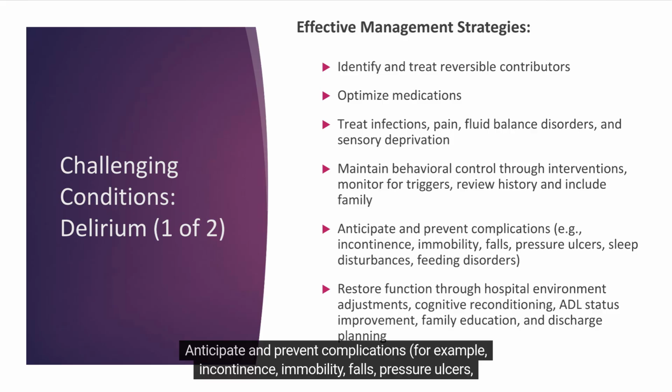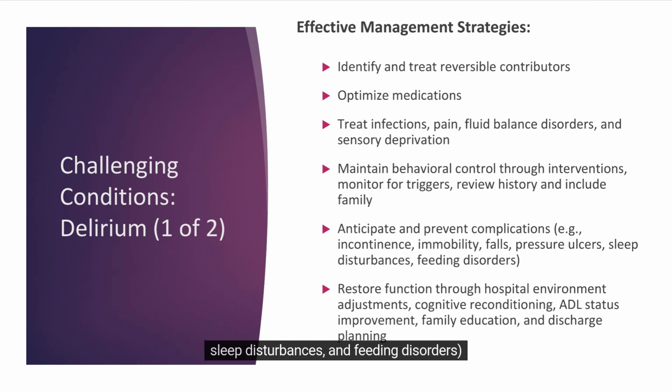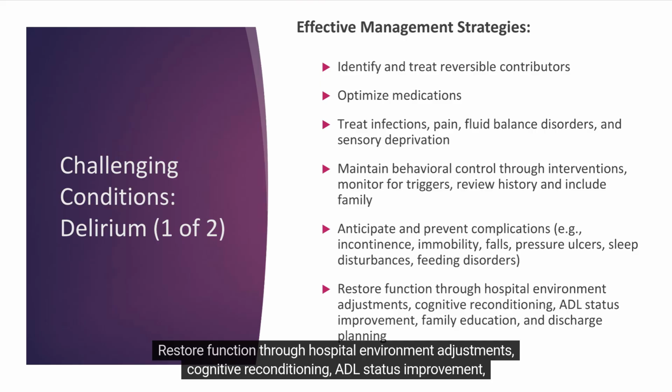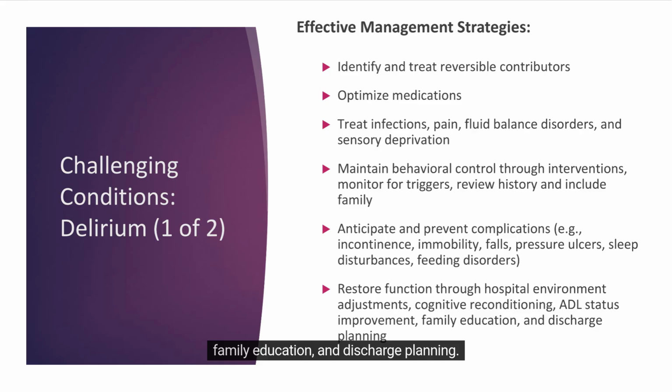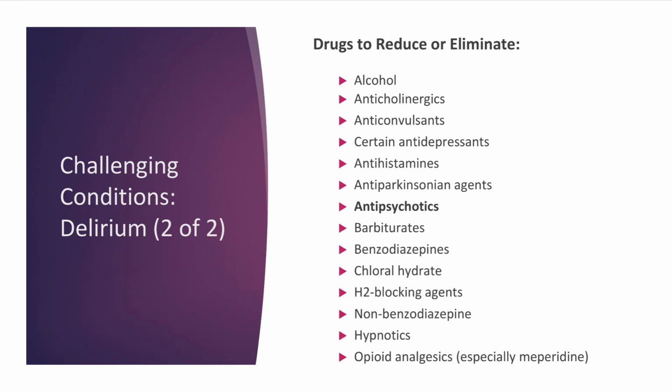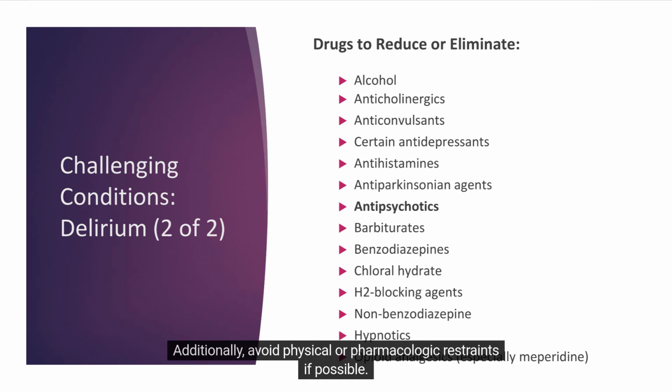Anticipate and prevent complications, for example, incontinence, immobility, falls, pressure ulcers, sleep disturbances, and feeding disorders. Restore function through hospital environment adjustments, cognitive reconditioning, ADL status improvement, family education, and discharge planning. Additionally, avoid physical or pharmacologic restraints if possible.